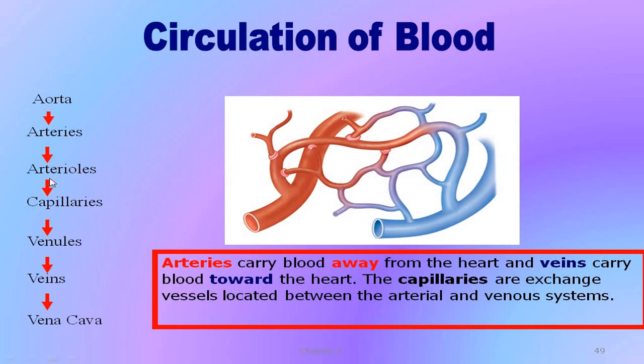Arteries break up into smaller vessels, arterioles. Arterioles then break up into capillaries, and capillaries are made up of a single layer of endothelial cells. These are the sites where exchange of everything takes place between the blood and the neighboring tissues. Capillaries then fuse to form venules, venules fuse to form veins, veins fuse to form a major vessel, that is vena cava. Vena cava then drains the blood into the heart.